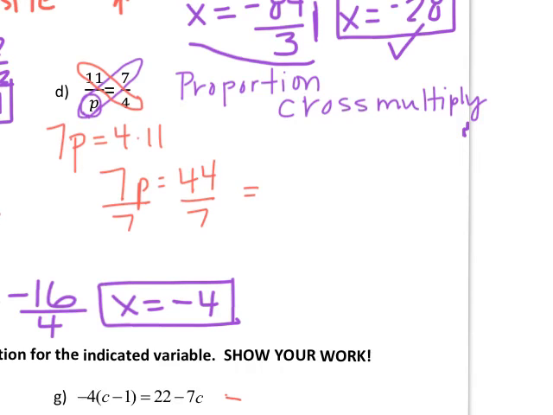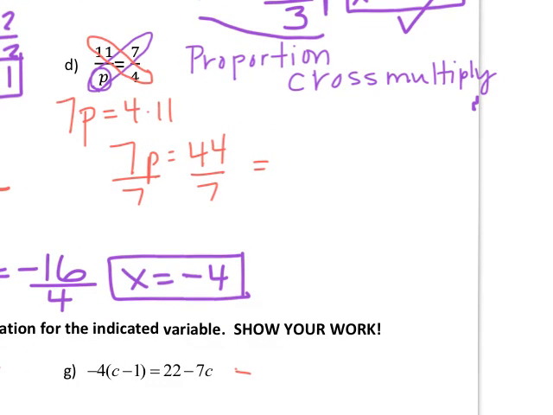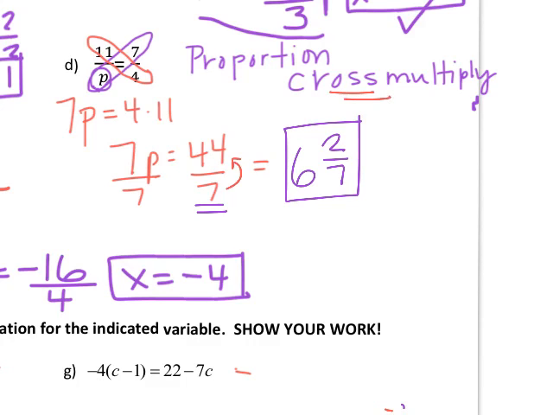I could leave that answer as it is, or I can divide 7 into 44, and let's see, 7 goes into 44 6 times, with 2 left over. So I could make a mixed fraction answer as 6 and 2 sevenths, or this answer of 44 sevenths is also okay. The important thing to remember here is the cross multiplication trick, and that once we plug that number back in for p, we should be able to get a fraction equal to the fraction on the right.